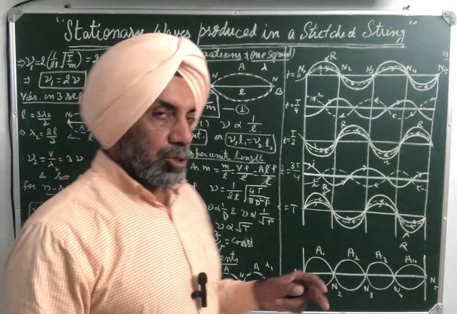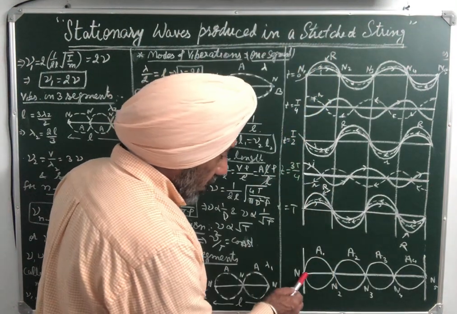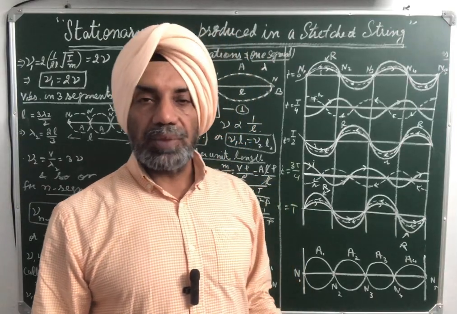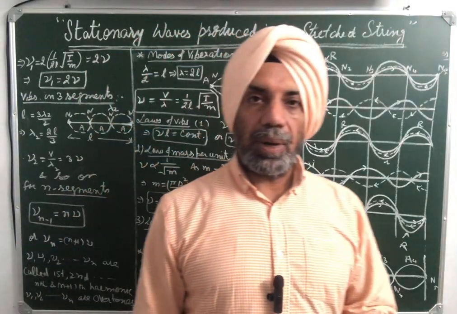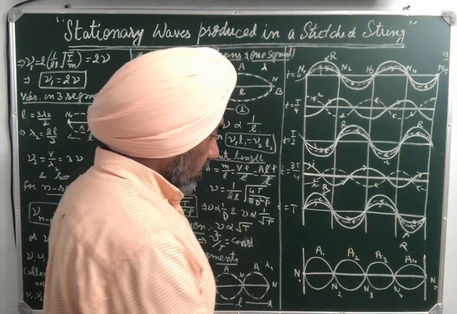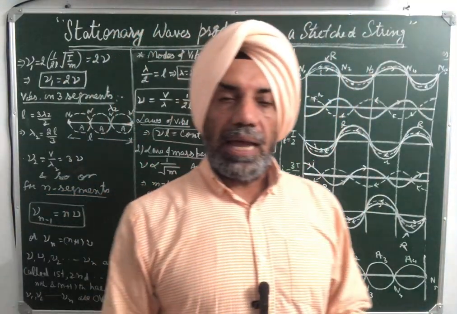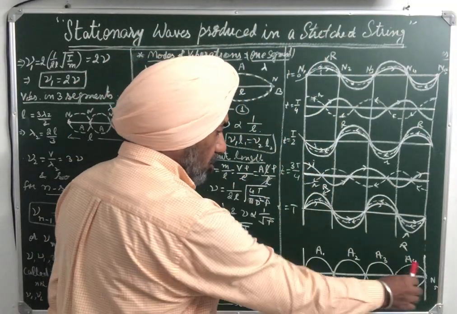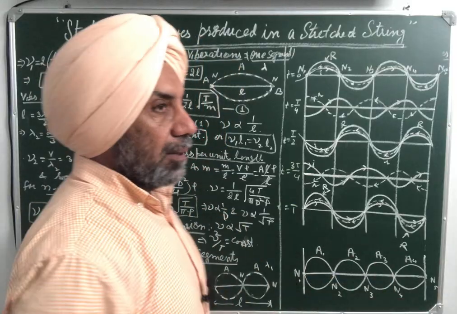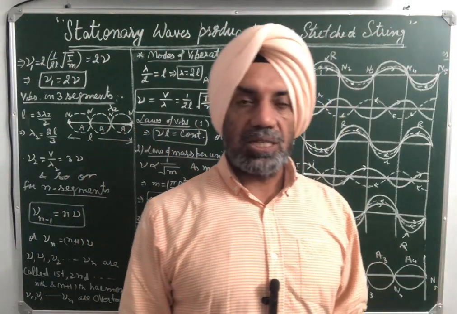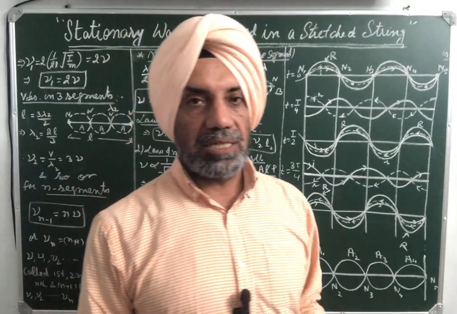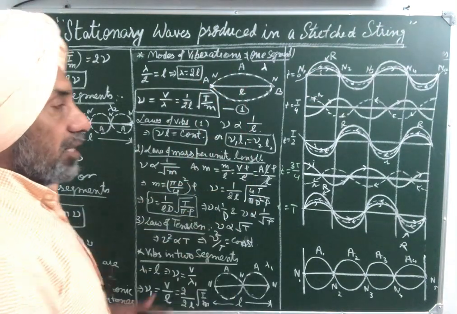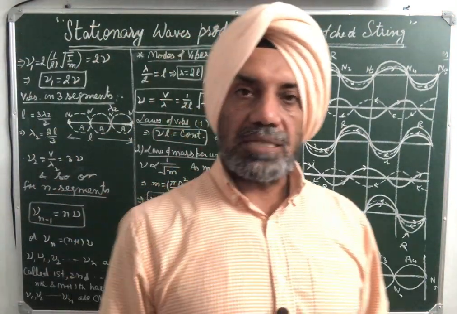Now what are nodes? Nodes are the points where amplitude is minimum and strain is maximum. In other words, nodes are permanently at rest, whereas antinodes are points where amplitude is maximum and strain is minimum. So this is how nodes and antinodes are formed during the formation of stationary or standing waves in a stretched string. Now, from this we can discuss the various modes of vibrations of a stretched string.